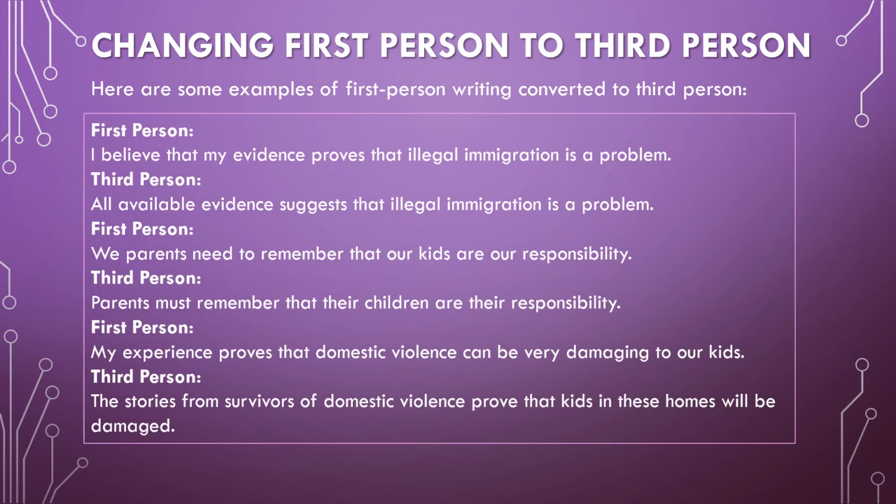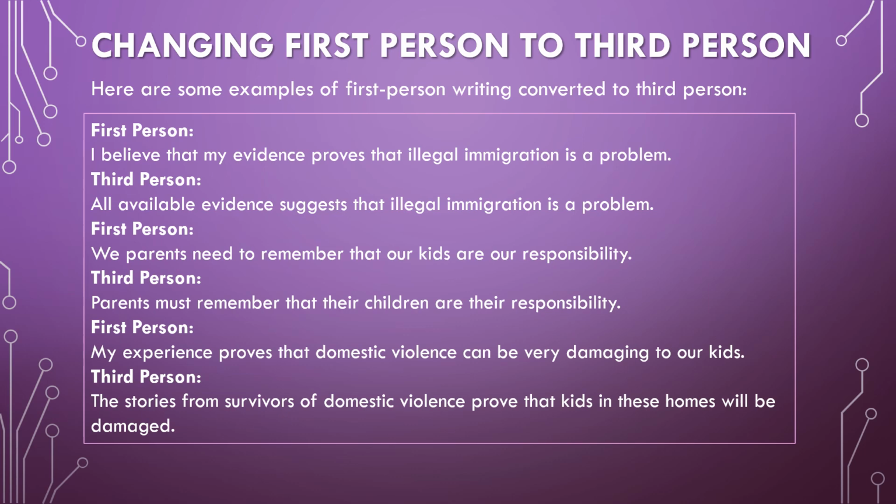Here are some examples of first-person writing converted to third person. First person: I believe that my evidence proves that illegal immigration is a problem. This is the same sentence in third person: All available evidence suggests that illegal immigration is a problem.